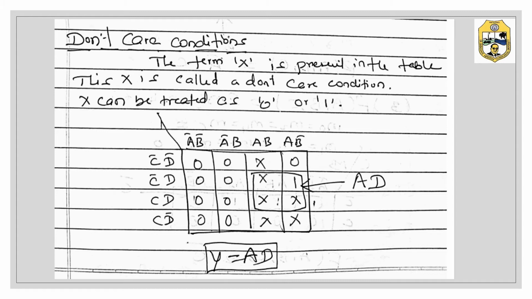Then don't care conditions. The term x, this x is present in the table. This x is called don't care condition. X can be treated as 0 or it may be 1. According to our requirement, if grouping needs to be done, at that time this x is considered as 1, or else it may be kept as 0. If we observe here, there is only 1 one and here there are x's written, to make a group of 4, or else we can make a group of 2 also.